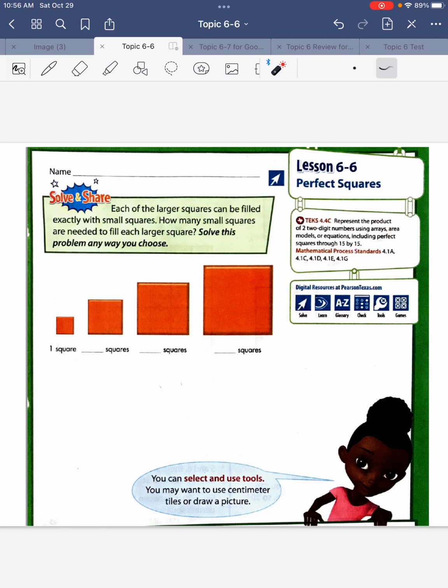Hi boys and girls, so I'm doing lesson 6-6, perfect squares. In this lesson, we're going to be representing the product of two-digit numbers using arrays, area models, or equations, including perfect squares through 15 by 15.